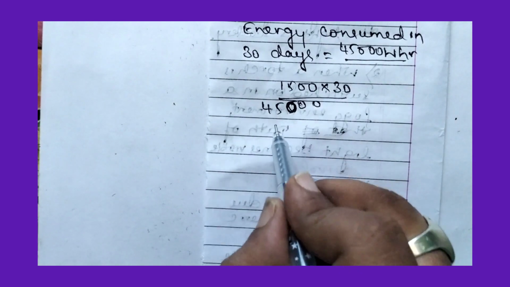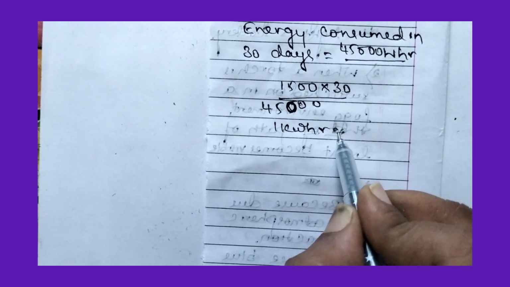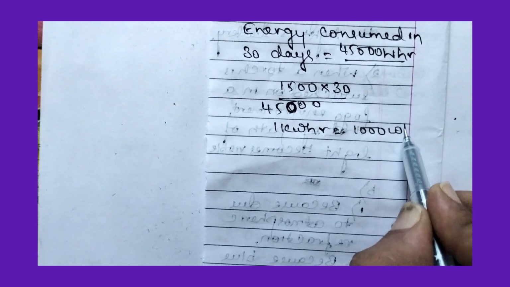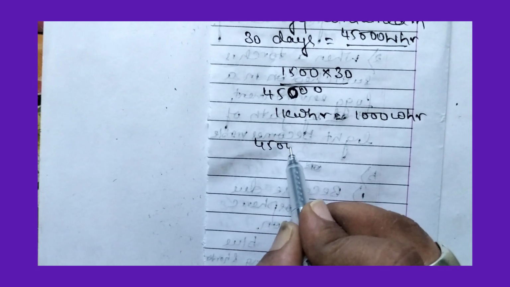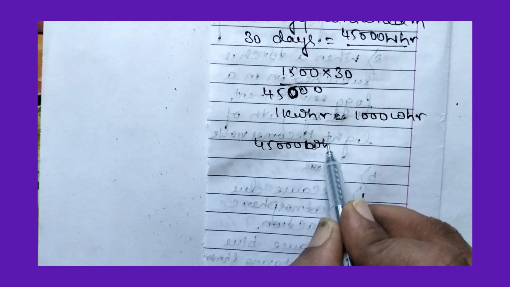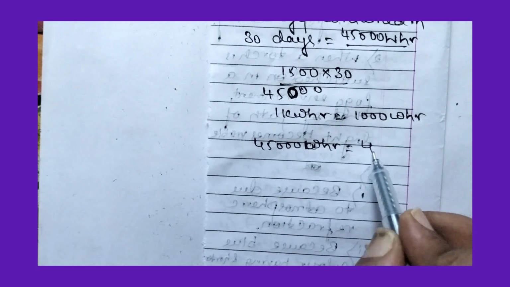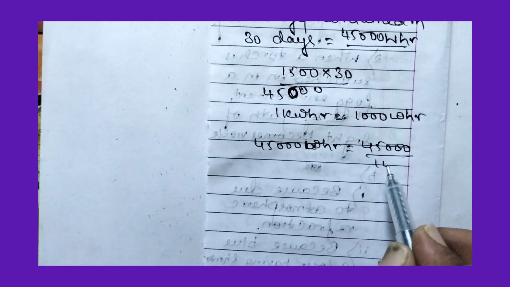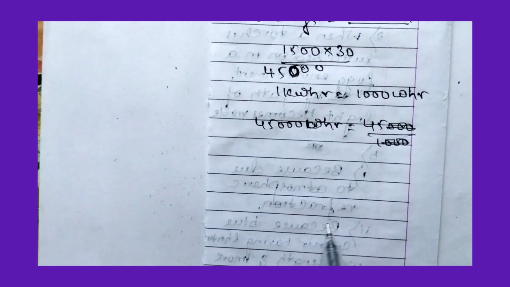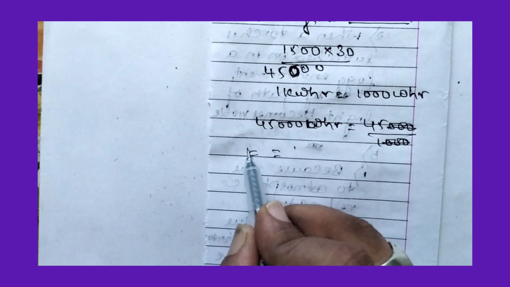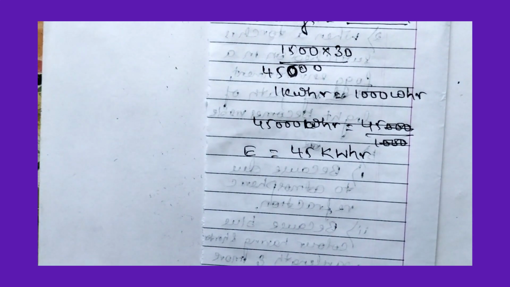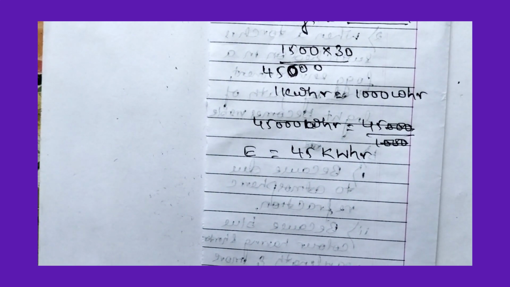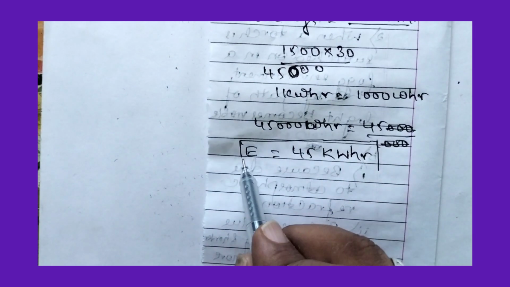So we know that 1 kilowatt hour is equal to 1000 watt hour. So to convert 45,000 watt hour into kilowatt hour, divide 45,000 by 1000. If you divide it, 3 zeros will get cancelled. Therefore, energy consumed in 30 days is equal to 45 kilowatt hour. In 30 days, it will consume 45 kilowatt hour.